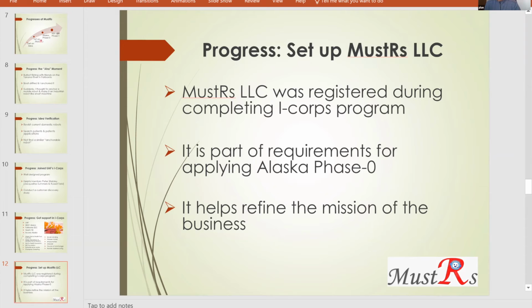So that is, go for the National Science Foundation money. But they also told me that Alaska has this help, a financial help called Alaska Phase 0. Based on their requirements, I had to become a private business so that I could apply for this. So at that time, we set up this company. We confirmed our mission, and we also confirmed our vision.